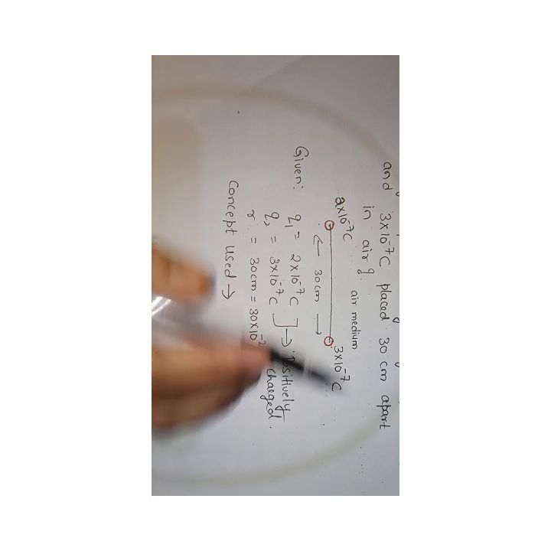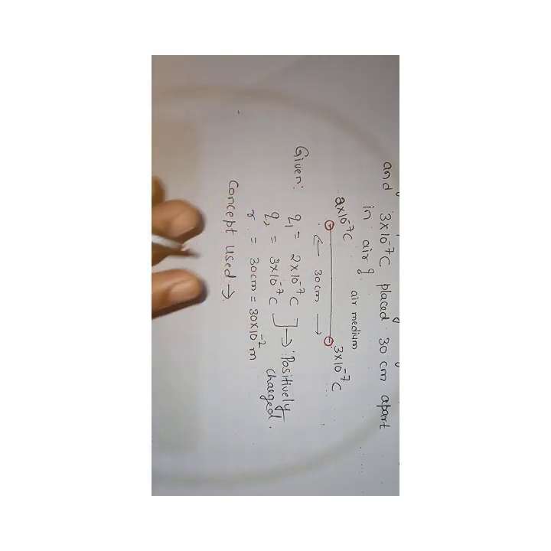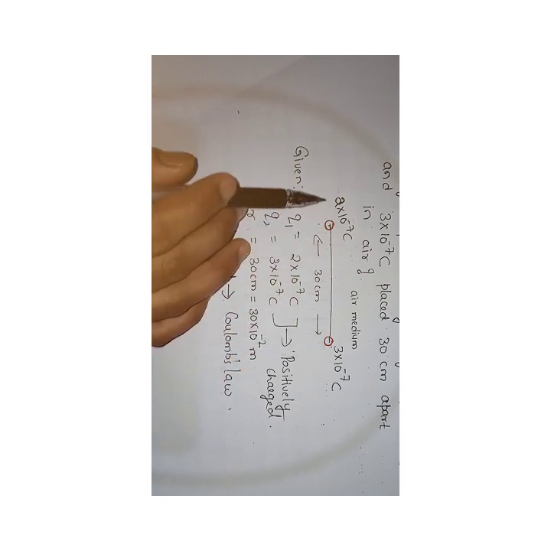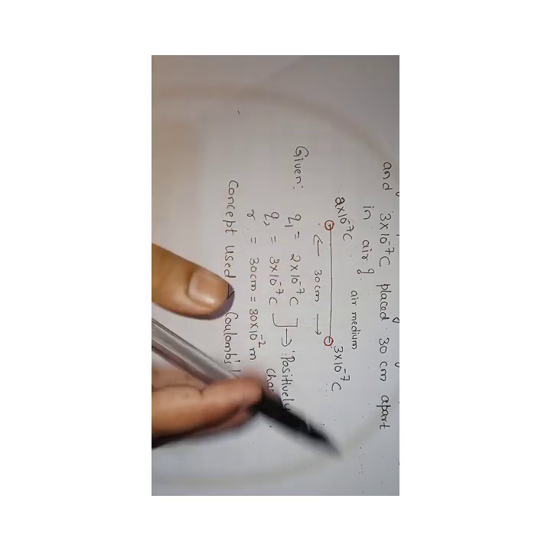Now, what is the concept used here? I have taken a very simple problem here. The concept used here is Coulomb's law. You apply Coulomb's law because two charged spheres are separated by a certain distance and placed in air medium. For the formula in air medium, whether you write epsilon or epsilon naught, here you write epsilon naught, because it is in air medium.